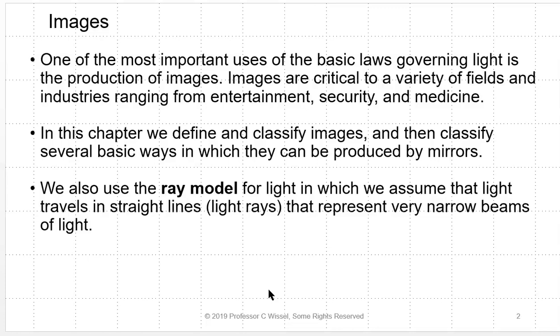Images are crucial to a wide variety of fields and industries ranging from entertainment, security, and medicine. In this chapter, we will define and classify images and then classify in several basic ways in which they can be produced by mirrors. Later, we'll do the same thing for lenses. And we will also use the ray model for light, in which we assume the light travels in straight lines, that is, light rays, that represent very narrow beams of light.